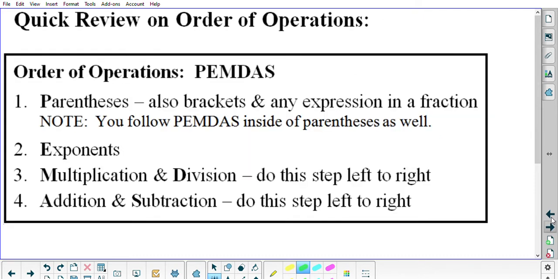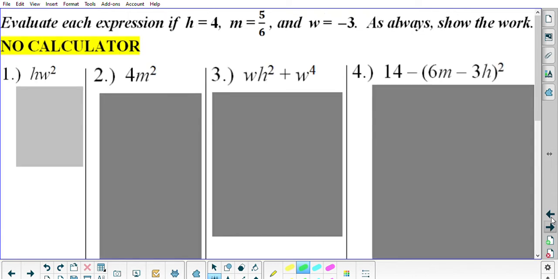All right, for the final section of these guided notes, we have a real quick review on order of operations. Remember, parentheses, also brackets, any expression in a fraction, those things must be done first. Exponents must be done second, then multiplication and division going left to right, and then finally addition and subtraction going left to right. And problem number 1, I believe, is already done for you, for those of you who have your guided notes printed out.